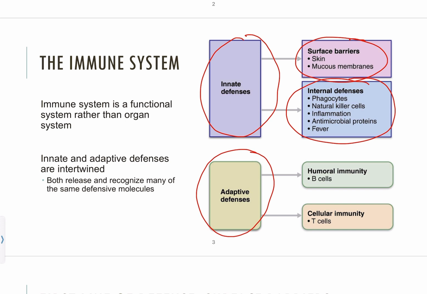Another unique thing about the immune system compared to all the other organ systems that you cover in anatomy and physiology is this is really a functional immune system rather than an organ style immune system, where the structures are really going to be immune cells in place of those organs.